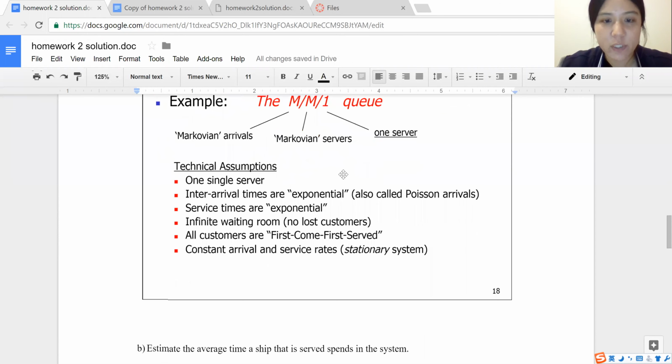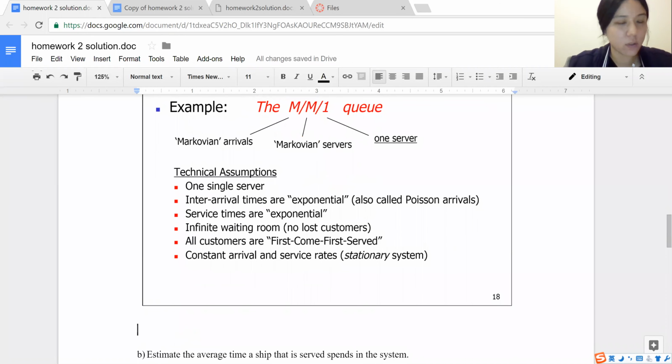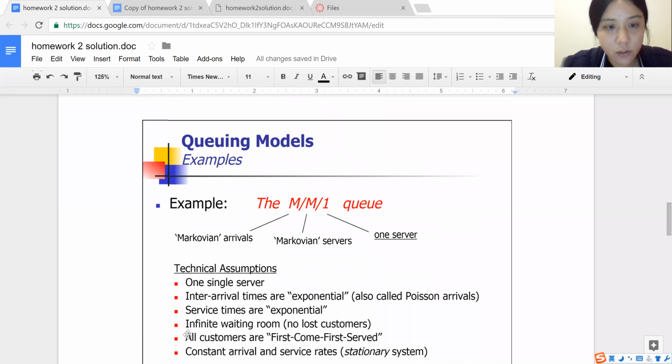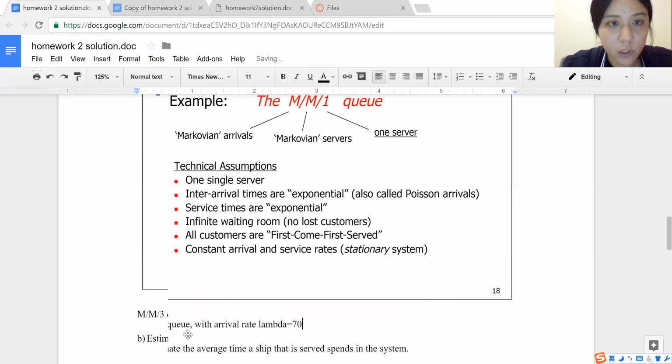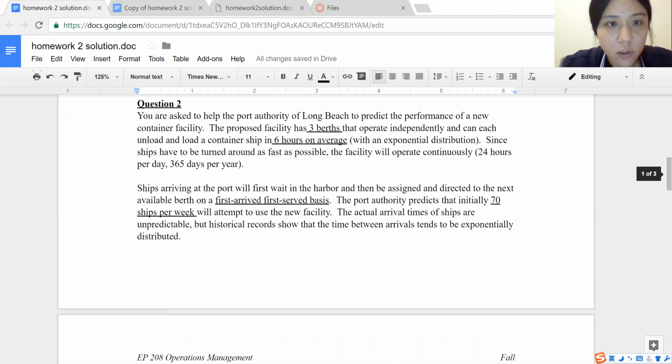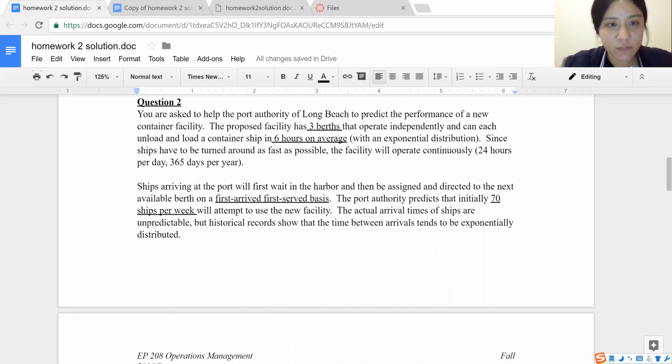So we can describe the queue as M/M/3, with arrival rate lambda equals 70 ships per week.